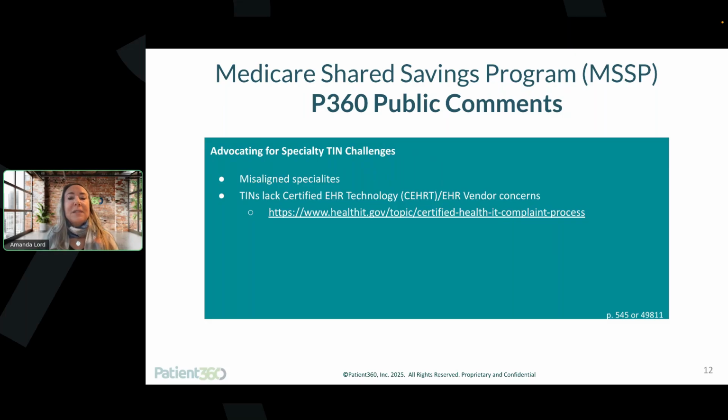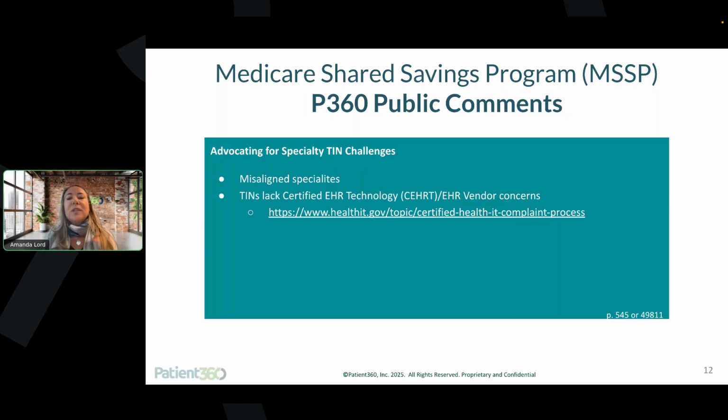So while CMS did acknowledge the difficulty regarding specialty TINs, they ultimately deemed our proposal to expand the EUC policy out of scope for this specific rule. Instead of offering an exemption, they directed ACOs facing unresolvable EHR issues to the formal complaint process, which is on page 545 of the final rule, and I popped a link in there for you.